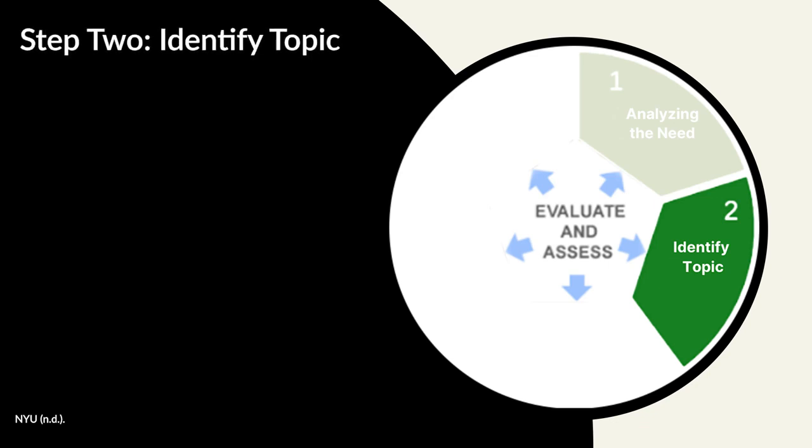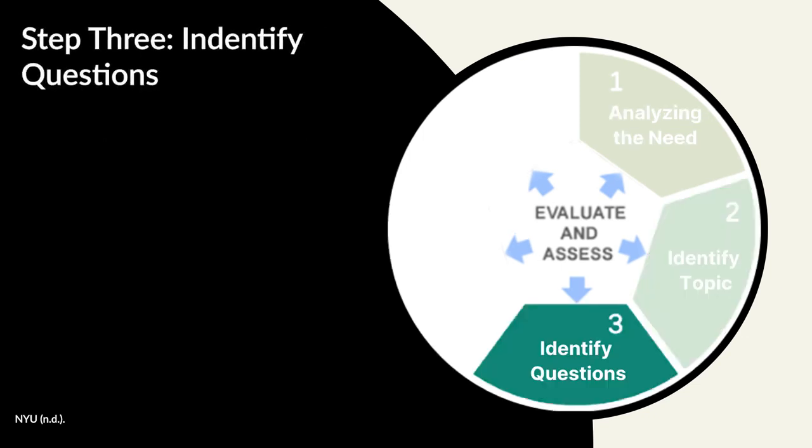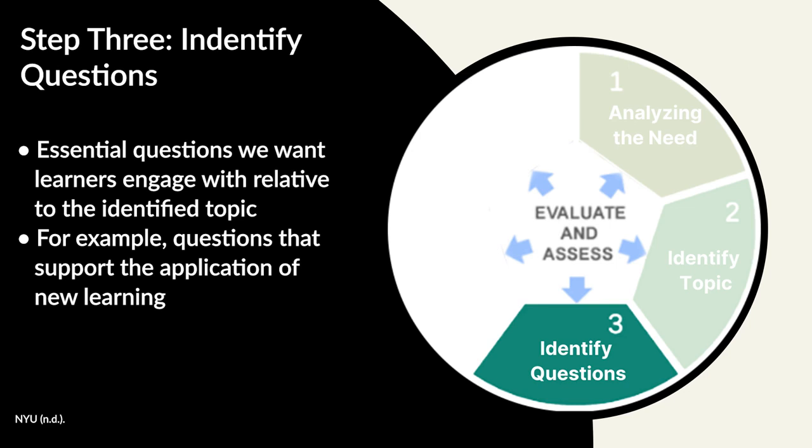Step 2 requires identifying a topic in the course that lends itself to active learning. For example, a topic that will support engaging discussions. Step 3 considers the essential questions that we want learners to engage with relative to the identified topic. For example, questions that will support the application of new learning.